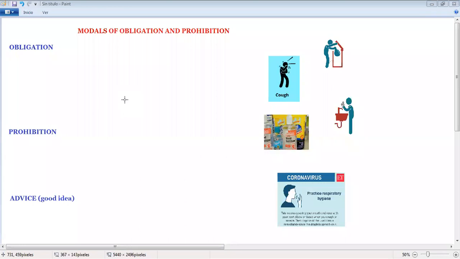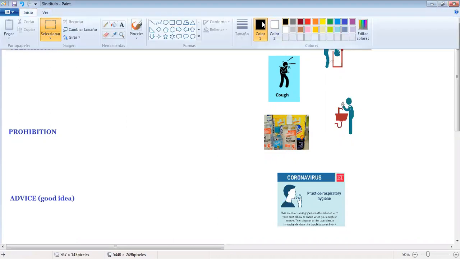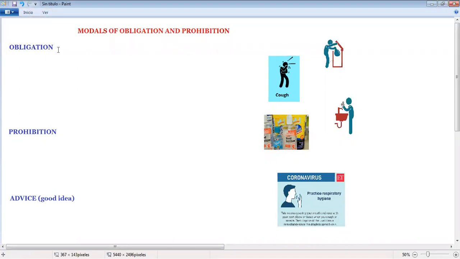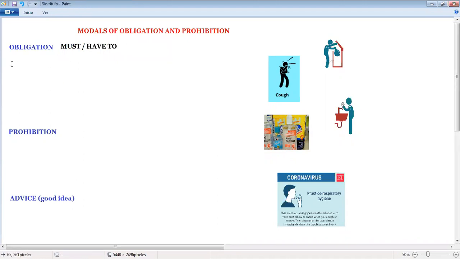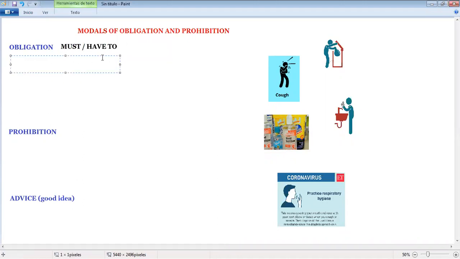Today we will learn how to write sentences using the modals of obligation. Let's remember that there are many kinds of modals. In this case, we will see the modals that express obligation. All right, so let's start. The first modals for obligation are two. They are must and have to. Let's start with the structure of must or have to.